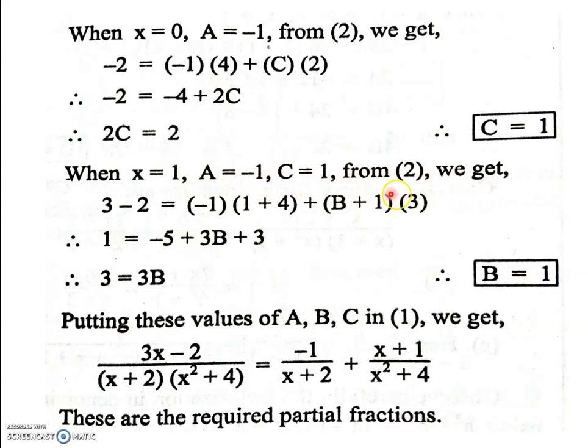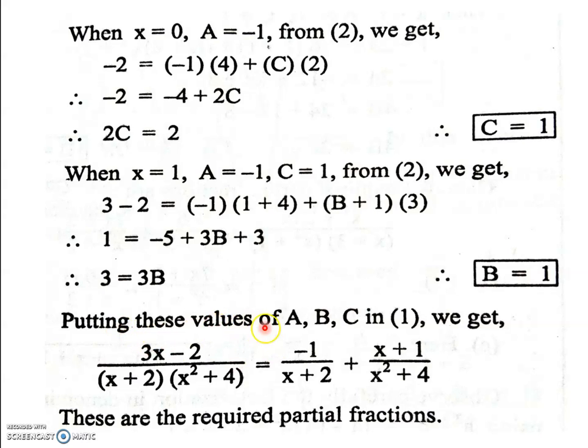So x equal to 1, capital A is equal to minus 1, c is equal to 1. From equation 2, we get 3 minus 2, minus 1 into 1 plus 4, plus b into 1 plus 1 into 3. 1 plus 4 gives the value 5. 5 into minus 1 is minus 5. 3 into b is 3b. 3 into 1 is 3. Minus 5 goes this side, it is plus 5. Plus 5 plus 1 is 6. 3b is there. But 3 goes this side. So what is the remaining term? Yes, 3. So 3 is equal to 3b. 3 gets cancelled. We have derived that b is equal to 1.